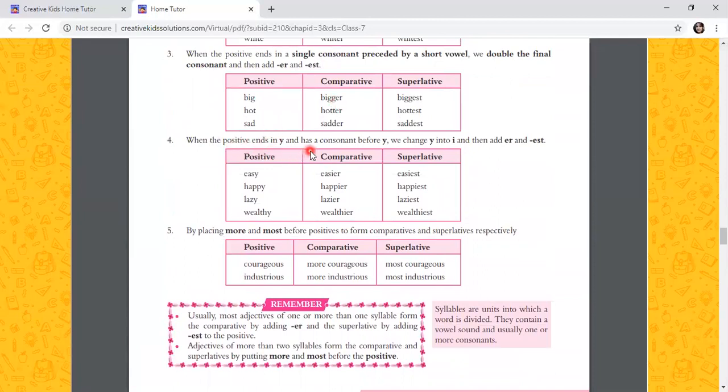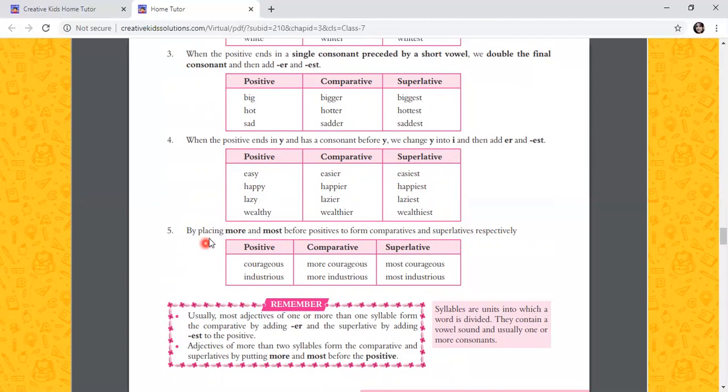When the positive ends in Y and has a consonant before Y, we change Y into I. See here, if the word is ending with Y, in comparative degree Y becomes IER, in superlative degree Y becomes IEST, easiest. So easy, easier, easiest. Lazy, lazier, laziest.